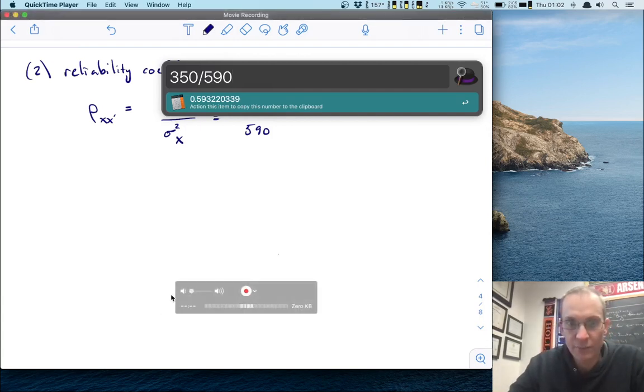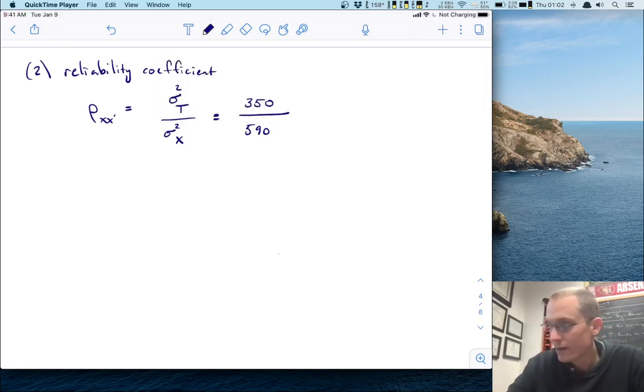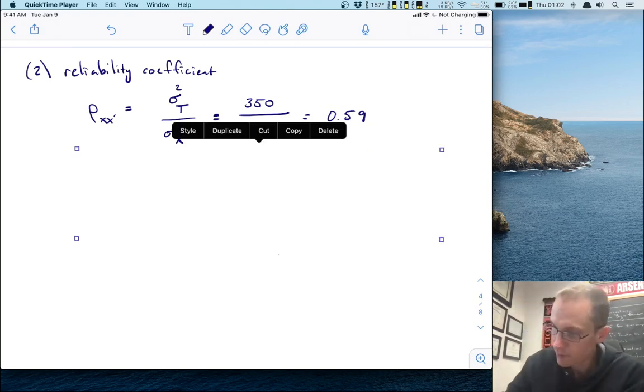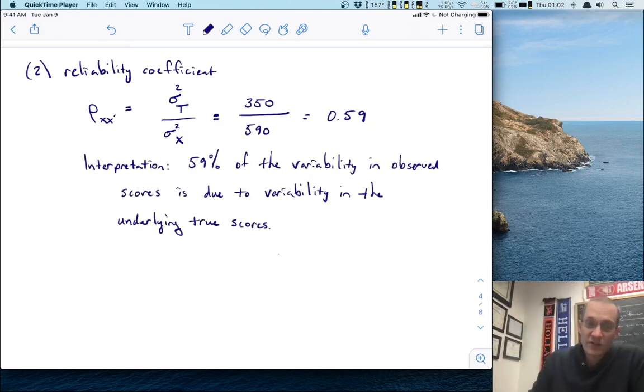So I'm going to simply write that as 0.59, okay? So this is the reliability coefficient. Now, what do we do with this? Well, first thing we might want to do is interpret it. What the heck does it mean? And the way we interpret it is this. This is a nice standard way to think about what reliability means.